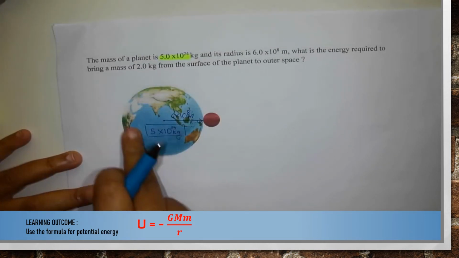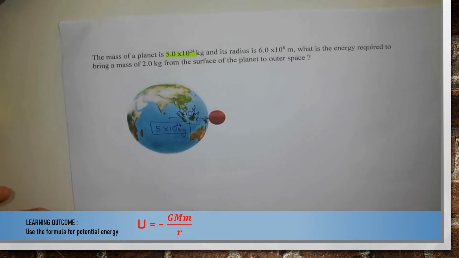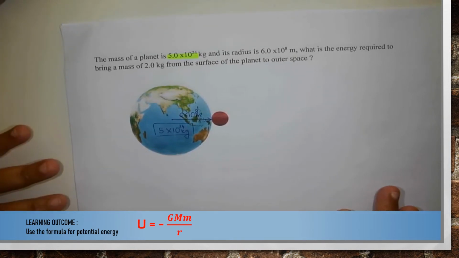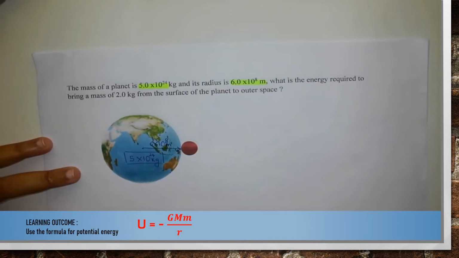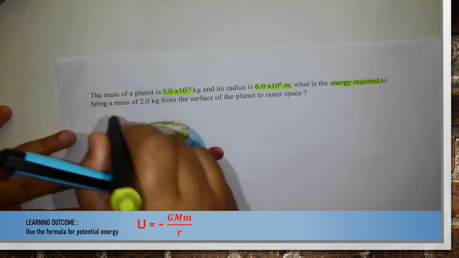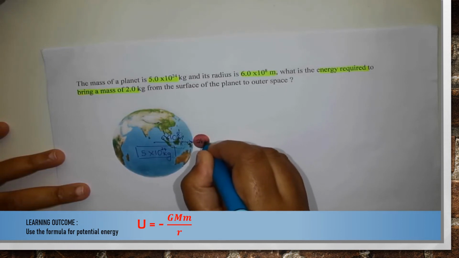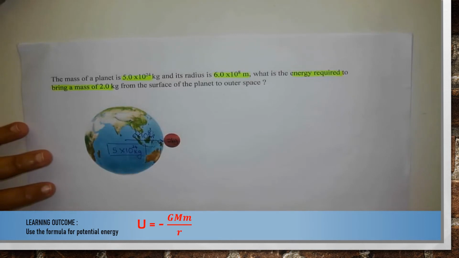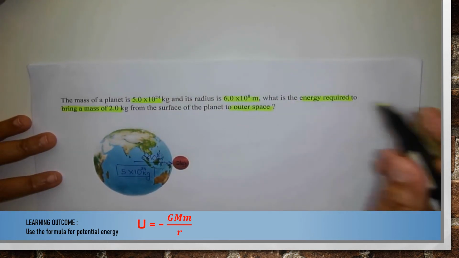I just simply put a figure of earth, so this is not telling that it's referring to earth. I'm just going to put there the mass of a planet, and its radius is 6 times 10 to the power of 8. What is the energy required to bring a mass of 2 kg, so this is a 2 kg, from the surface of the planet to outer space? Outer space means infinity.